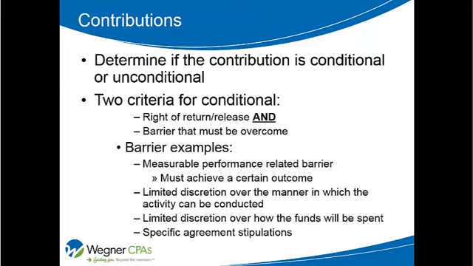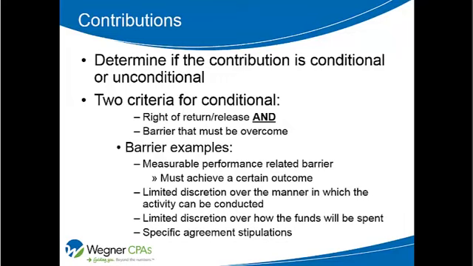So the first criteria for a contribution to be conditional is a right of return or a release of the obligation. Okay, so if you have that, then you must also have a barrier that must be overcome. Some examples of barriers to be overcome: there's a measurable performance related barrier. So for example, you must serve 5,000 meals at the soup kitchen. You must find housing for 25 homeless. You must find employment for 5 veterans. Those are performance-related barriers, okay? Something specific has to be done.